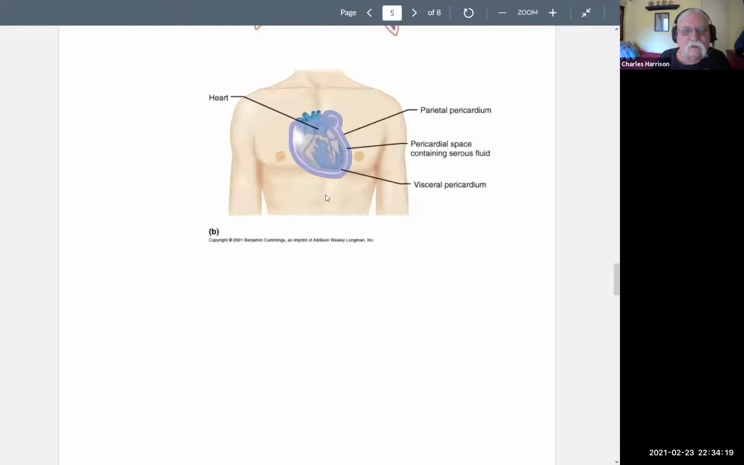For the heart, you have an outermost membrane. This is the parietal pericardium. And directly attached to the heart is the visceral pericardium. It's also known as the epicardium. The pericardial space or sac is the area between the two.